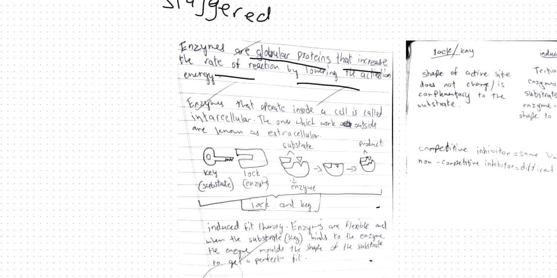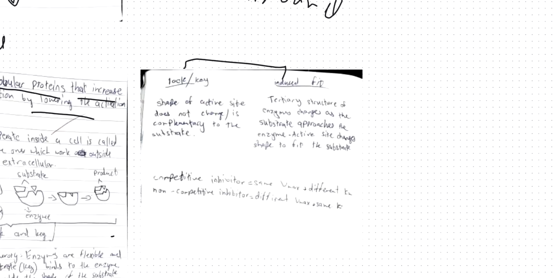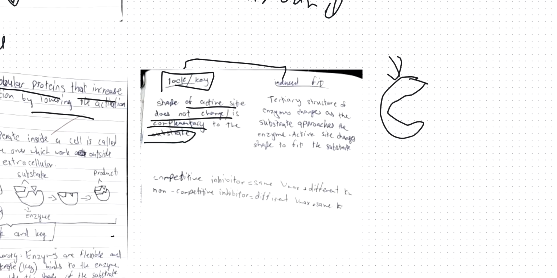And there are two types of enzyme theory. The first one, which is the most accepted, is the lock and key. Lock and key is when the shape of the active site does not change and it's complementary to the substrate. So for example, this is the enzyme. This is a very bad enzyme. This will be very complementary to the substrate. So the substrate will lock into the active site and the reaction would happen.